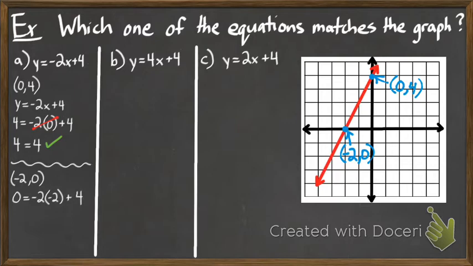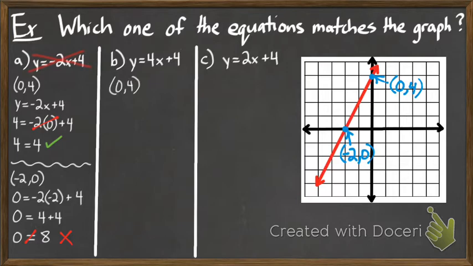So now let's simplify this. So 0 equals 4 plus 4. So 0 equals 8. Now 0 does not equal 8. So this point does not work. So we know that our first equation does not satisfy both points. So it does not work for this, and is not the corresponding graph.